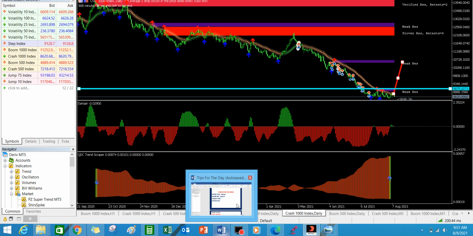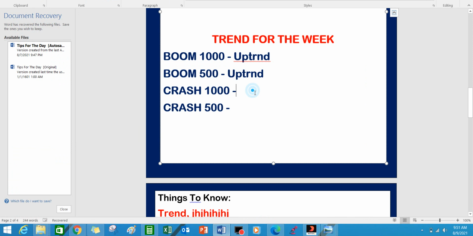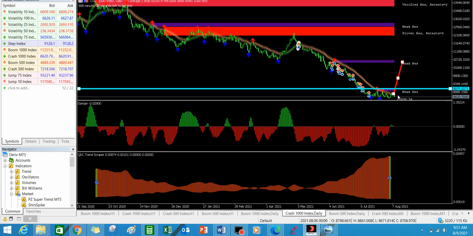So the trend for the week is going to be an uptrend, but it might not start today, probably tomorrow. Okay, for Crash 1000 it might not start today, probably tomorrow, because it is still creating a bearish candle, and it will continue creating until it gets fully to this support level, which will come up with a buy order.